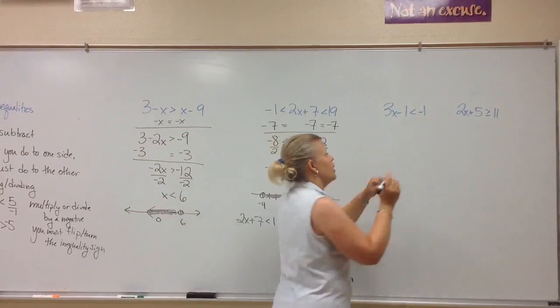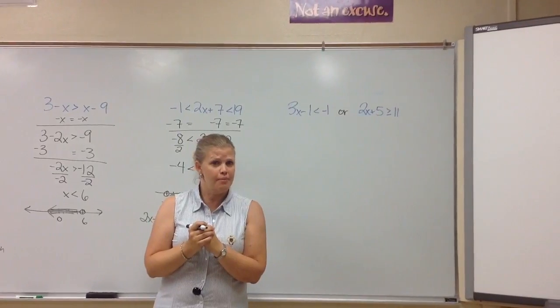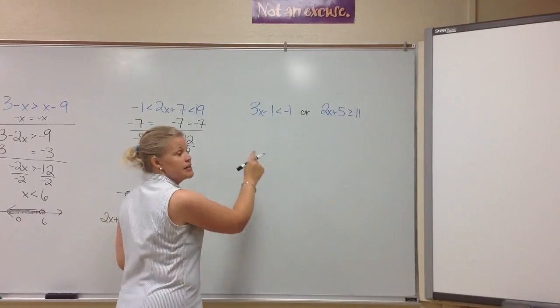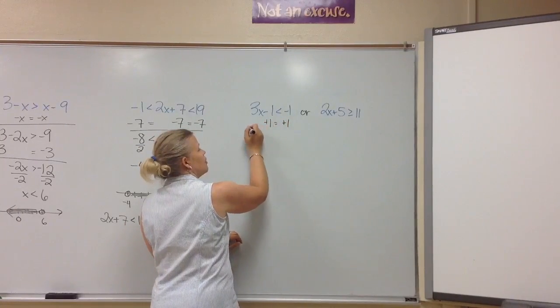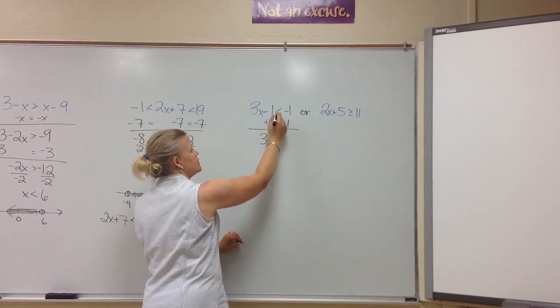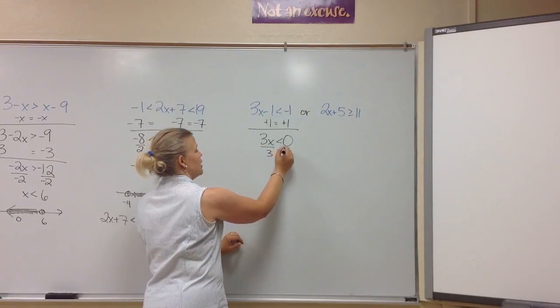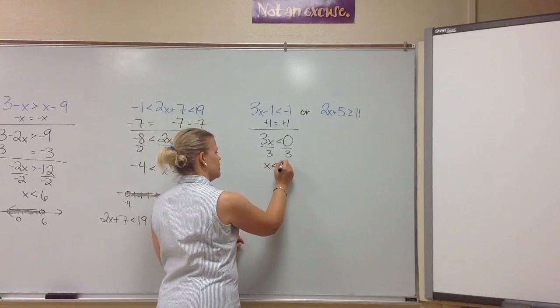Okay? Here's the last one. This is an OR. Okay, do you remember what usually happens in OR when you graph? Yeah, it shoots out to the opposite side. So let's see if it happens. We're going to add 1 to each side. Remember, put the equals in between. What are you left with? 3x. What are you left with? 0. Okay? Divide each side by 3. 0 divided by 3? Oh yeah, just 0.